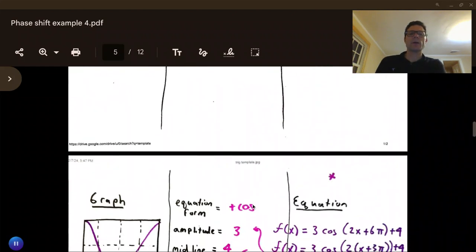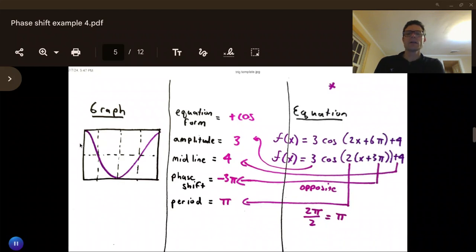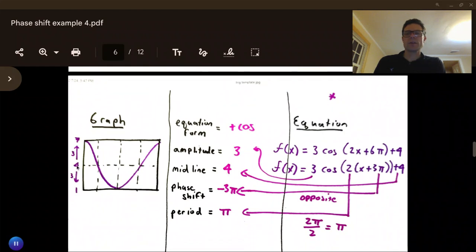Now we're ready to go over to our graph because we've got all this stuff taken care of. The first thing is a positive cosine equation form. So we start at the peak, head down to the midline, dip, midline, back up to the top, the maximum. Next we're going to do the y information. Our midline is 4. That goes right here. We know our amplitude is 3, so we're going up 3 from 4 to 7 to get the max, and we're going down 3 from 4 to get the min of 1.